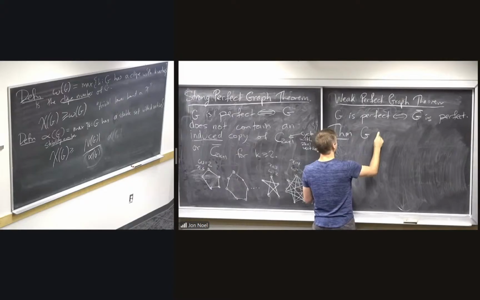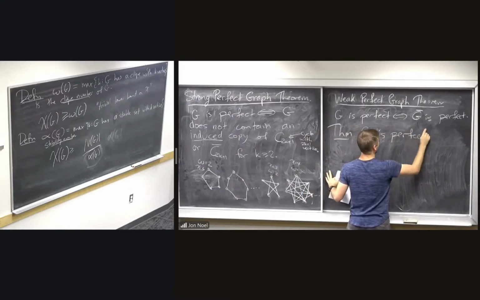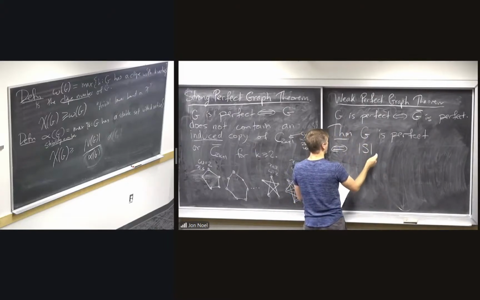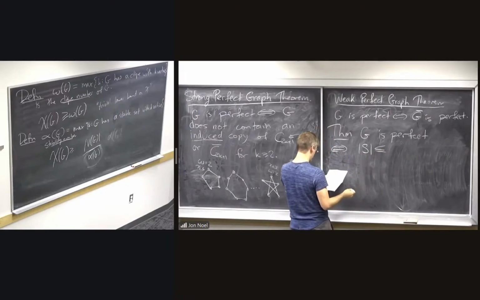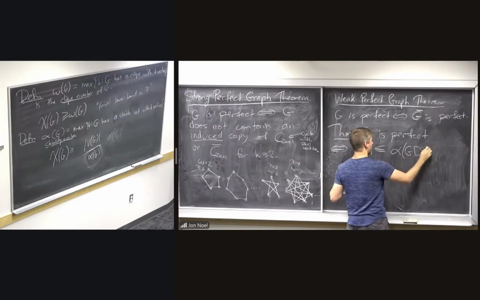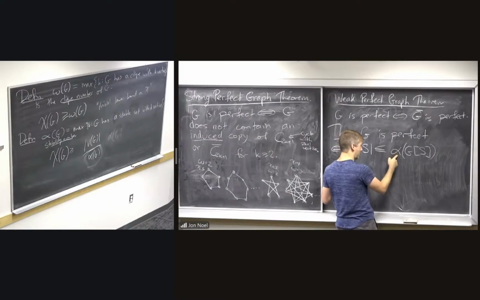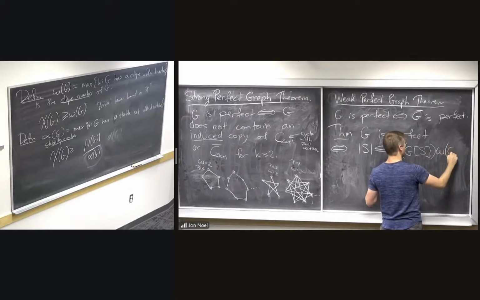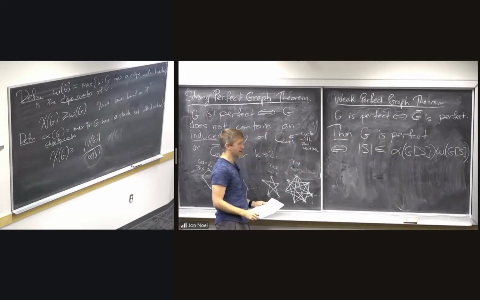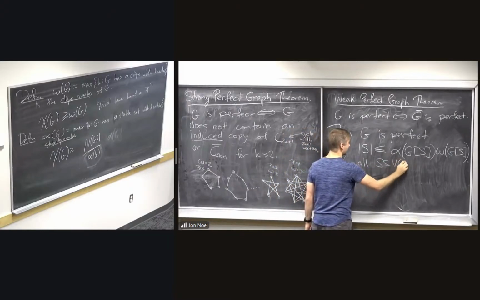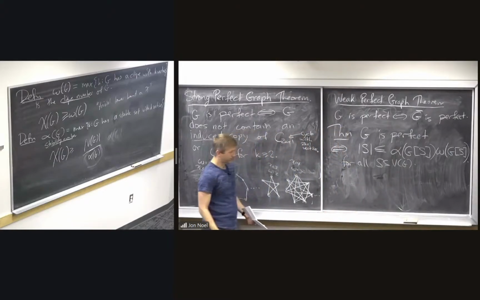So we'll prove that G is perfect if and only if for every set S, the cardinality of S is at most the independence number, or stability number, of the subgraph induced by S times the clique number, for all subsets S of the vertices.